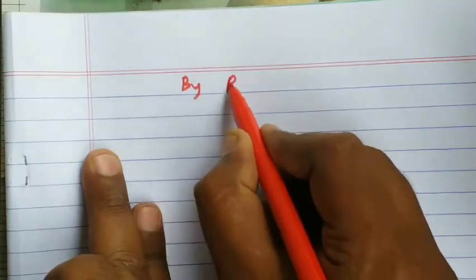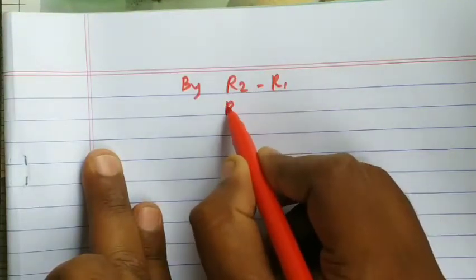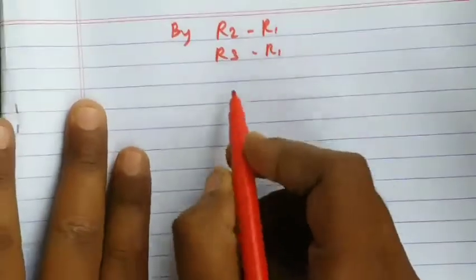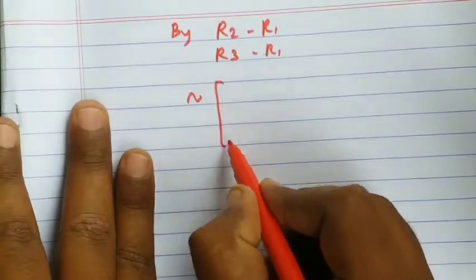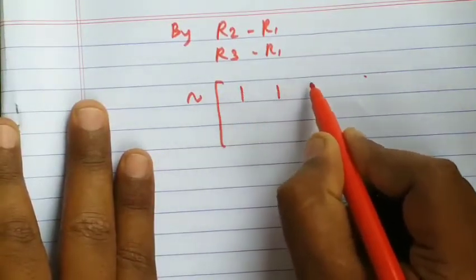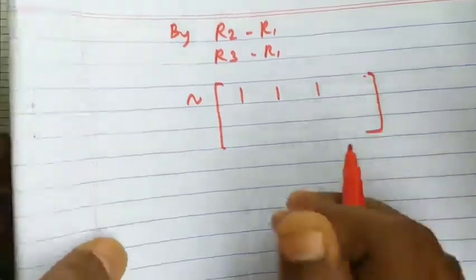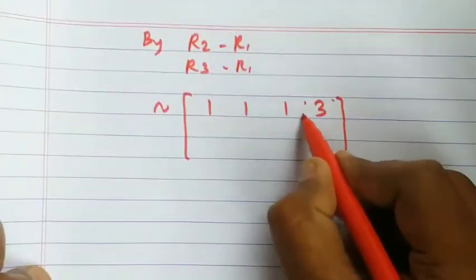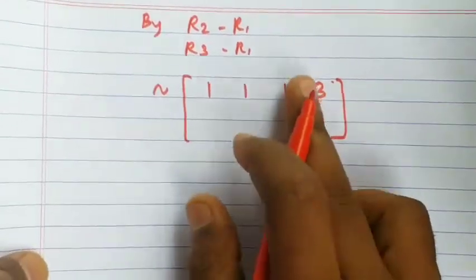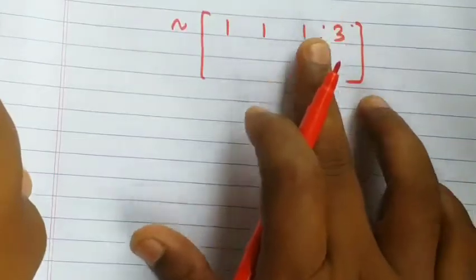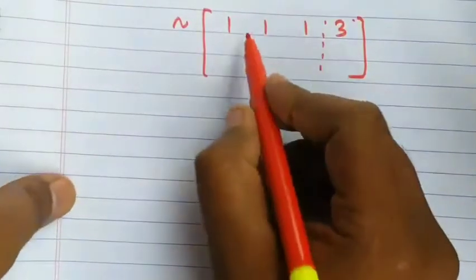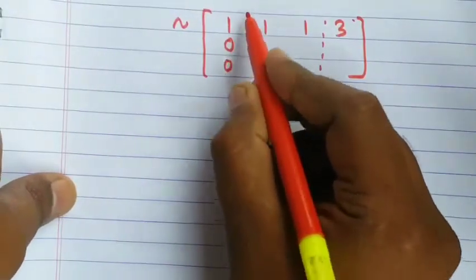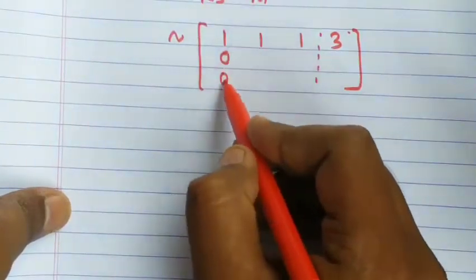By R2 minus R1, R3 minus R1, your matrix will be equivalent to, first row will remain as it is, which is 1 1 1 and 3. Now this line of separation we are going to keep throughout the problem. At the end also you can draw it. I am drawing it simultaneously. After performing R2 minus R1, R3 minus R1, these two entries will become 0.